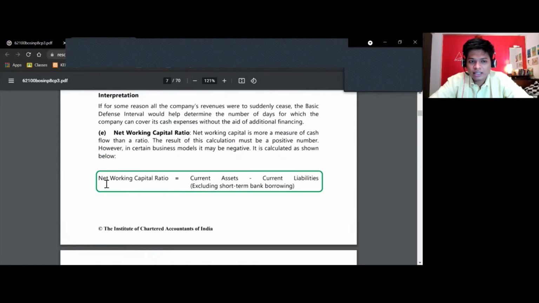And finally, here it says the net working capital ratio. Net working capital is basically your current assets minus current liabilities. That gives you working capital.